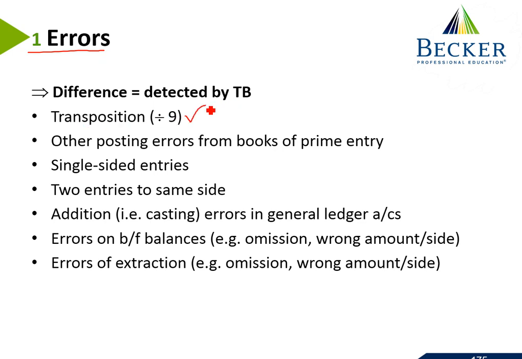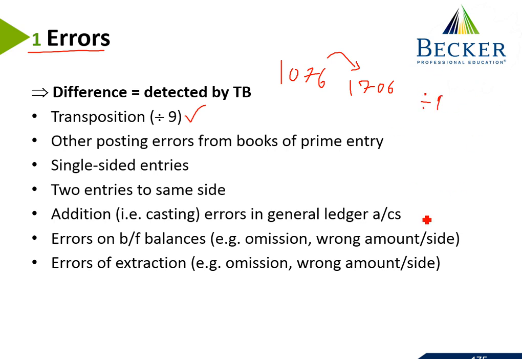You have your transposition error. This happens when you take a figure, let us say 1076, and you make it 1706. Okay, and this error happens very often. Now of course it's called the divided by 9 error because the difference between the two numbers is always divisible by 9, and of course that is a way of ascertaining whether or not you have made a transposition error in your double entry.